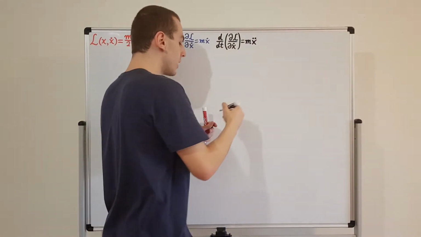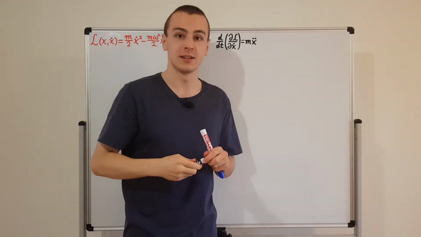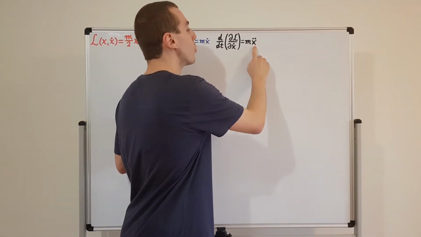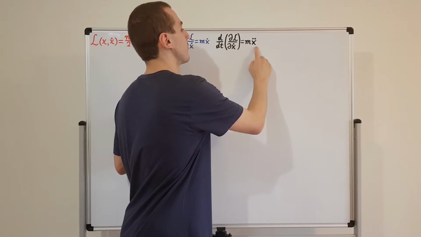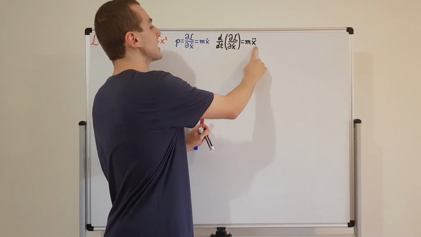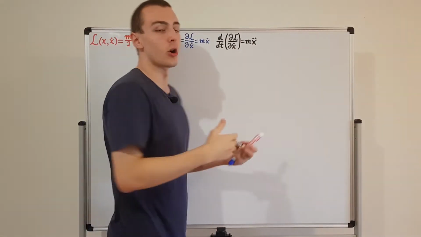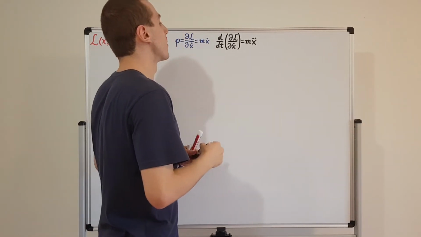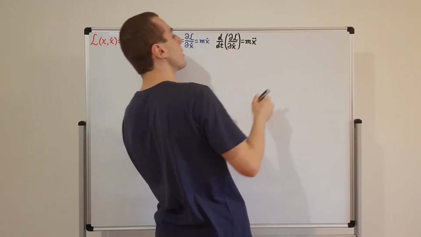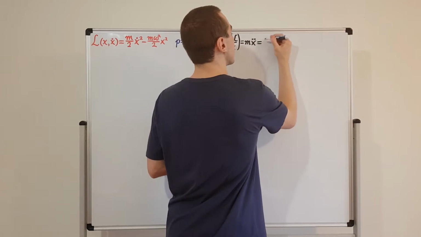And x double dot is the same as the acceleration. We've got the second derivative with respect to time of position. So we've gone from velocity to acceleration. And this mass is just a constant. It's not affected by the time derivative. This is just one half of the Euler-Lagrange equation. We have another half, and that's this.